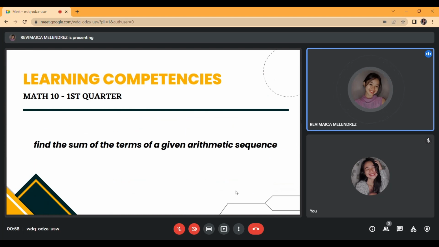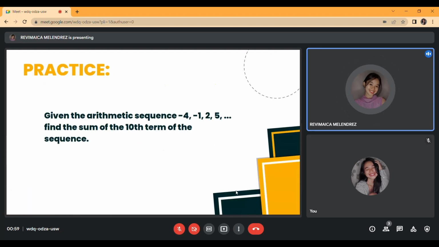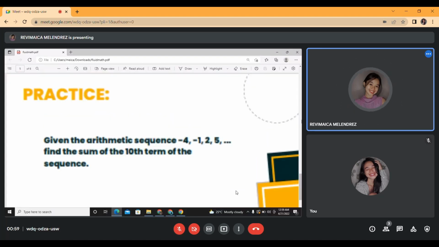For our learning competencies, we have Math 10 first quarter: find the sum of the terms of a given arithmetic sequence. So we have here a practice problem. Given the arithmetic sequence -4, -1, 2, 5, and so on, find the sum of the 10th term of the sequence. In solving this problem, we are going to use FluidMath. So let us go to our FluidMath software.